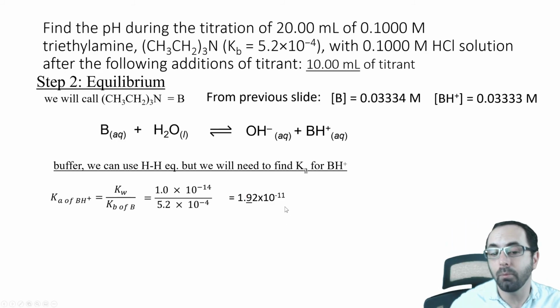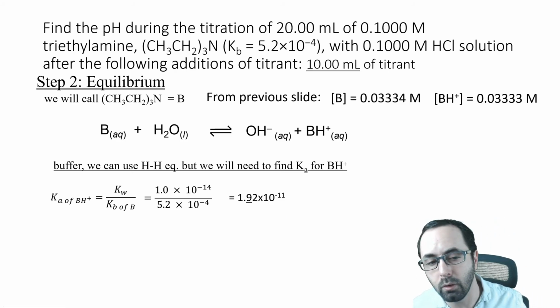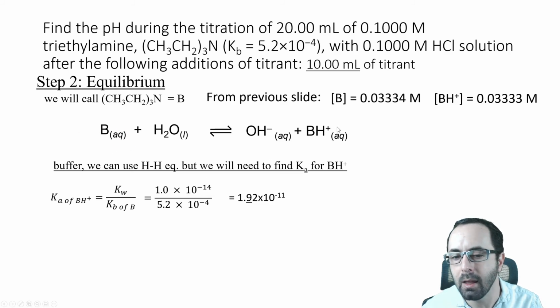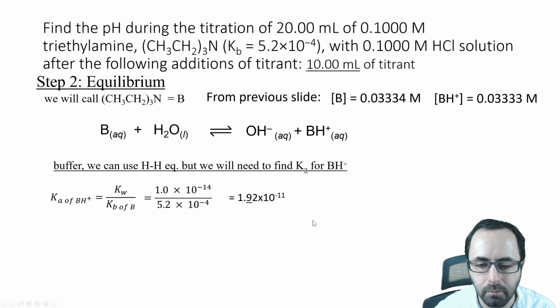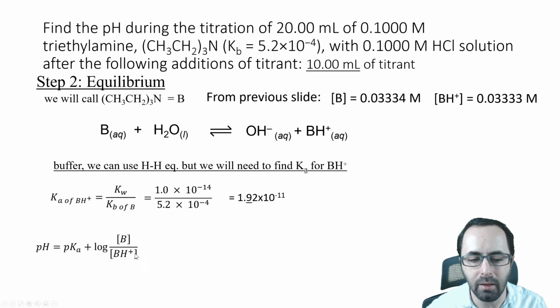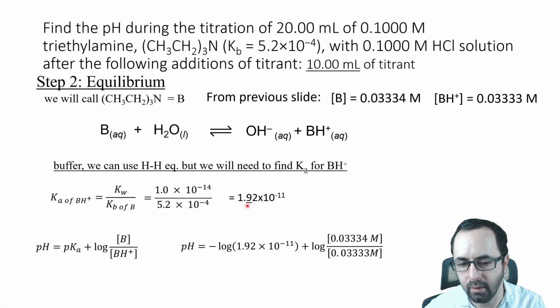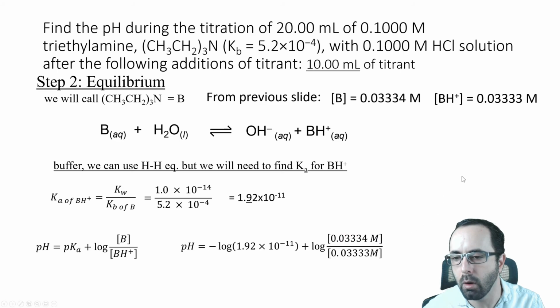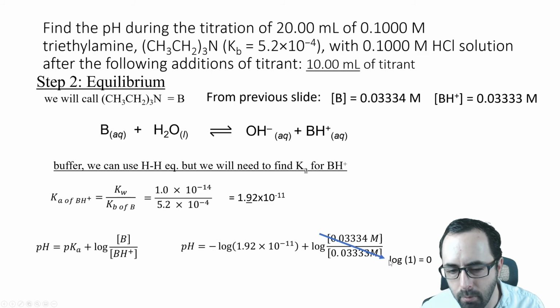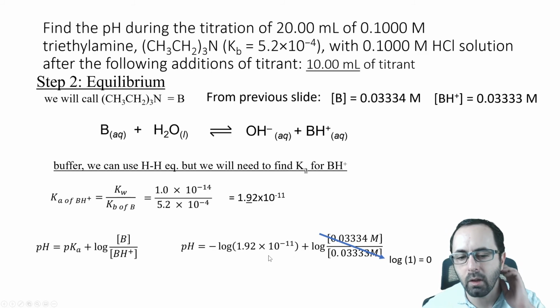So now that we have a Ka, we can use the Henderson-Hasselbalch equation like we're used to. The base is going to be the weak base here, B, and the acid is going to be the conjugate acid, BH+. So pH equals pKa plus log of base over acid. For the pKa, we take the negative log of the Ka, 1.92 times 10 to the minus 11, plus the log of the base concentration, 0.03334, divided by the acid concentration, 0.03333. These are essentially the same, so we have the log of 1, and that, as you know, goes to 0. And so the pH here equals the pKa of the conjugate acid.